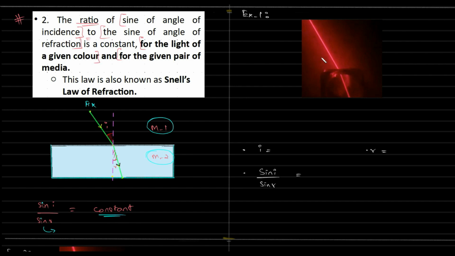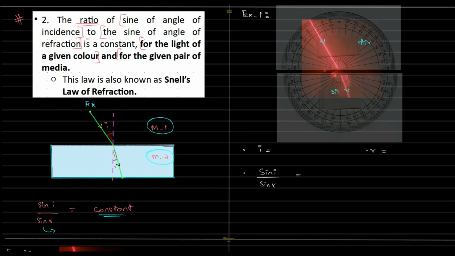So let me begin with the first example. This is your incident ray, this is your refracted ray, this is air, and this is oil. This I'm going to fix: air and oil, and the color of the light. Right, the color of the light is fixed.